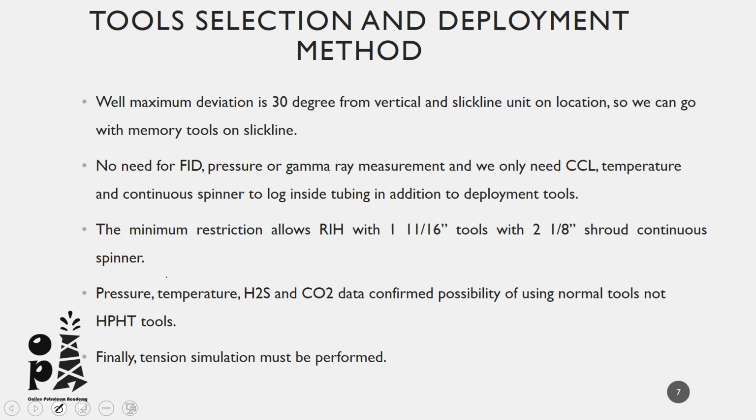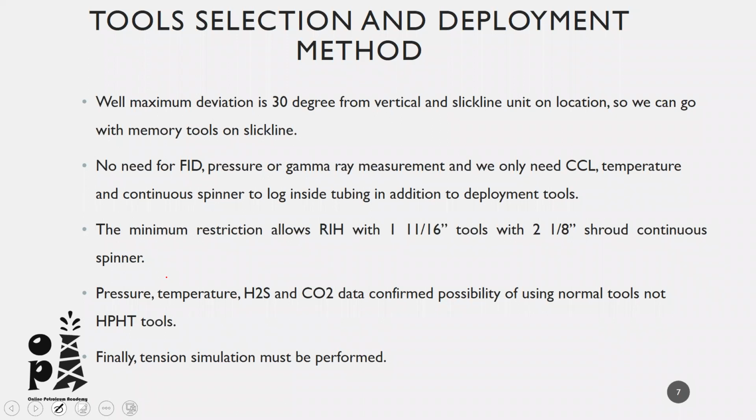So no need for fluid identification tools, no need for downhole pressure or gamma ray. We need only a correlation log like CCL to identify the completion accessories, and temperature and continuous spinner to log inside the tubing to identify the exact positions of the leak. So our tool string will include only CCL for correlation, temperature, and spinner for leak identification. Also, the minimum restriction in our well is XN nipple 2.6 inch. So we can go easily with 1 11/16 tools with 2 1/8 shroud continuous spinner.